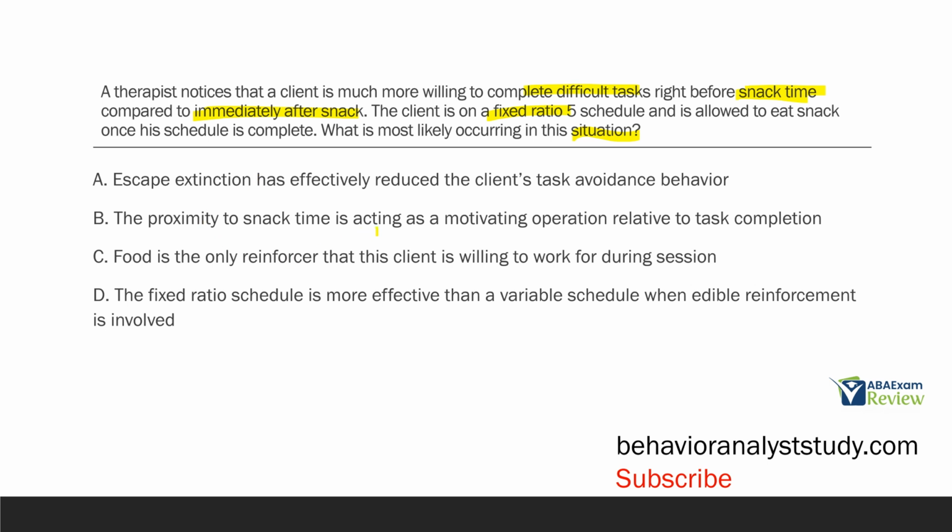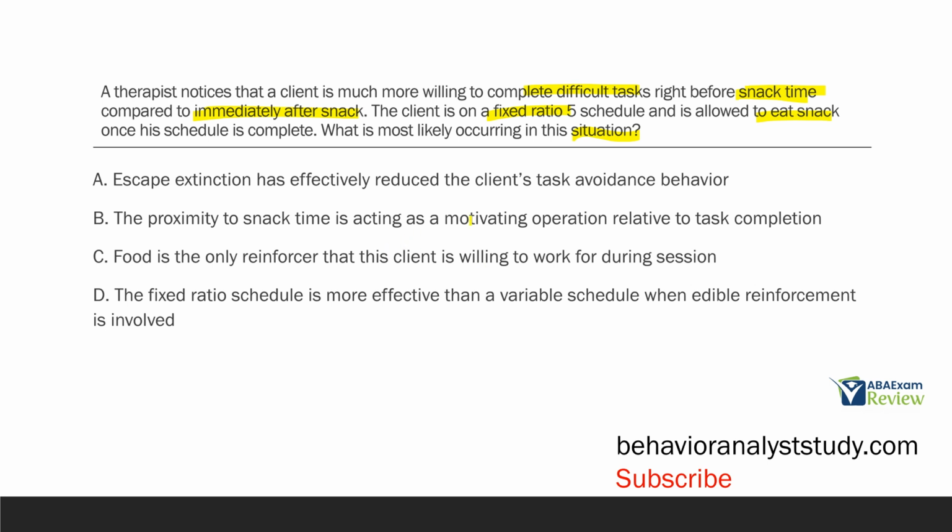B, the proximity to snack time is acting as a motivating operation relative to task completion. Very likely. The closer they get to snack, the more deprived they are. Maybe they're hungrier. The value of that consequence changes, and so they're going to start working quicker to get to snack. Once snack's over, they're no longer deprived, but instead satiated. B looks pretty good.